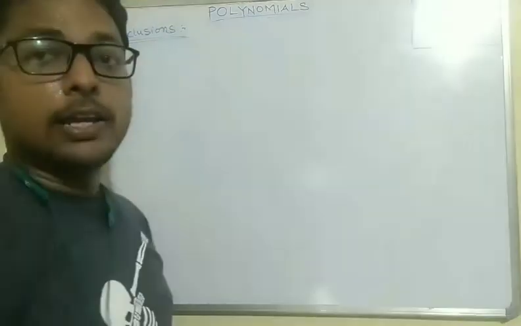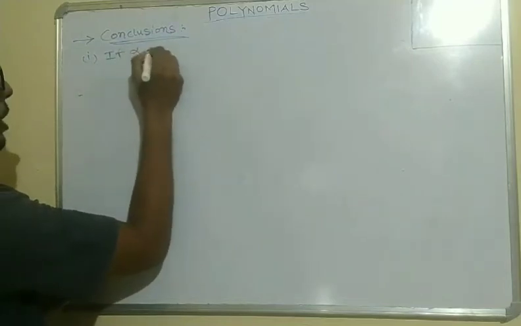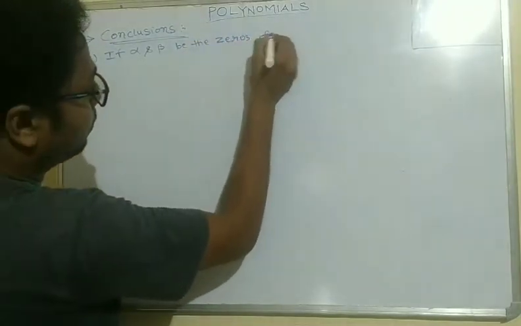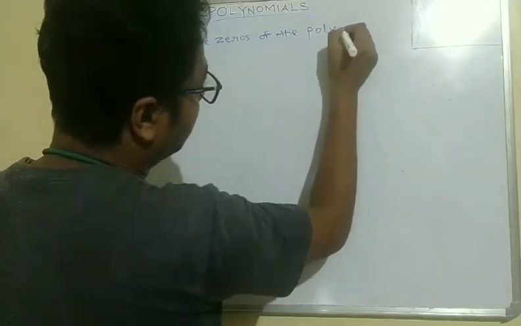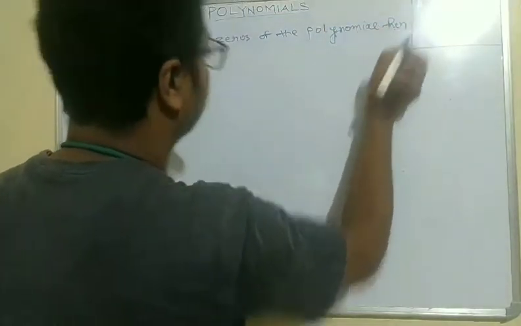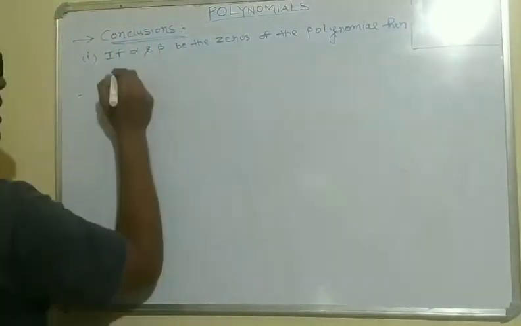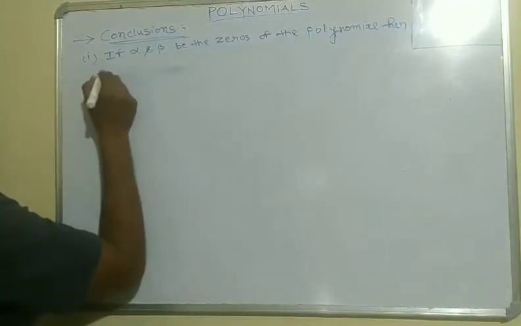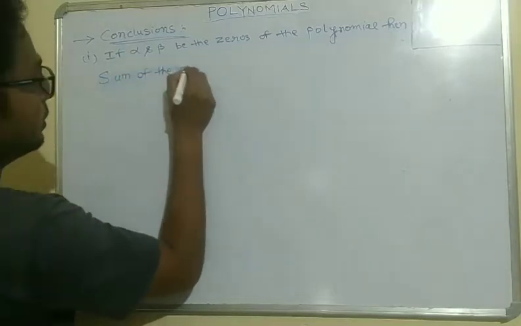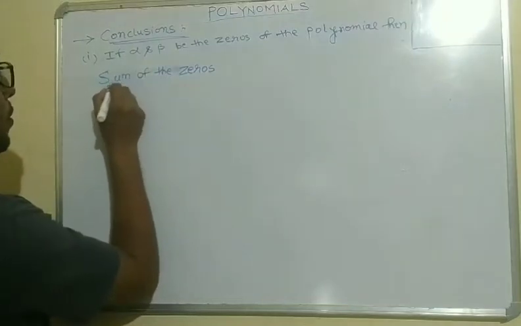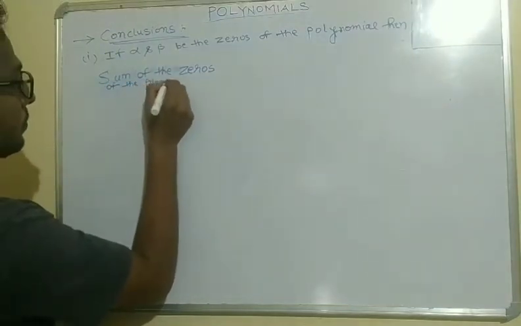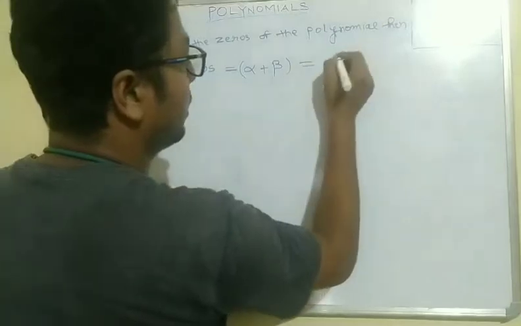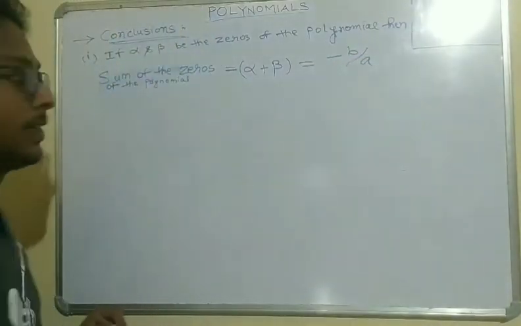First, if alpha and beta are the zeros of the polynomial, then the sum of the zeros of the polynomial, alpha plus beta, is equal to minus b upon a.